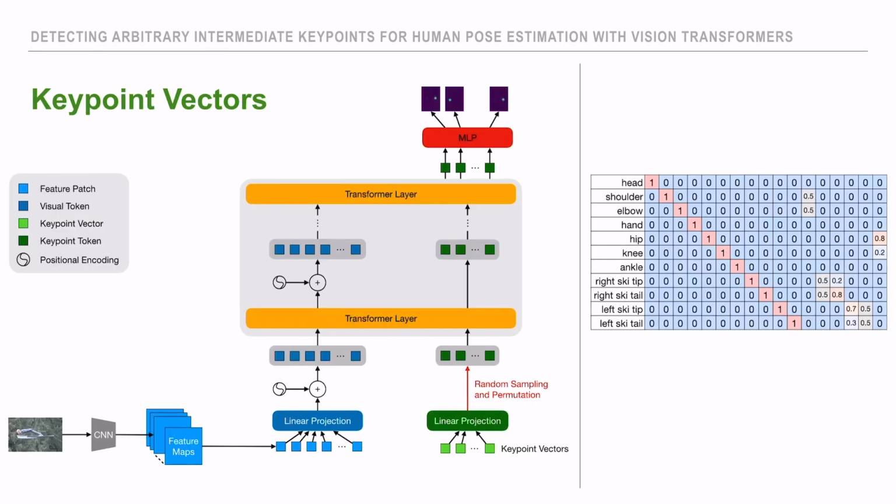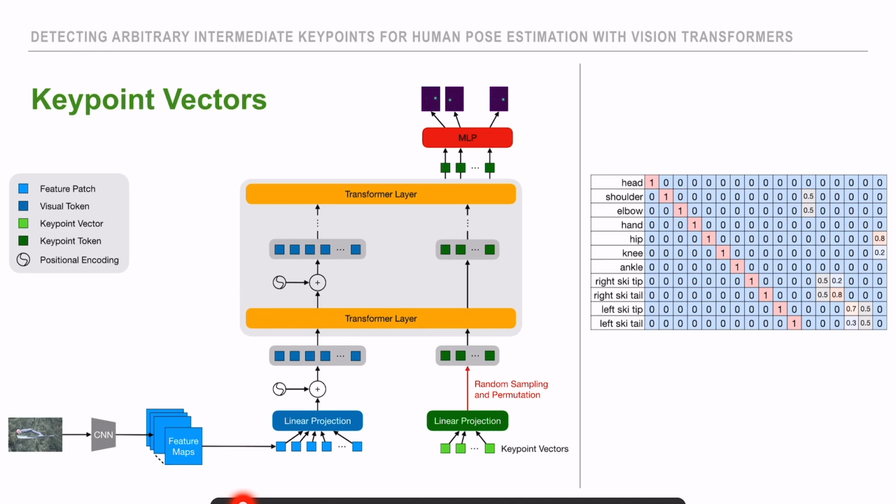A solution are keypoint vectors. Like feature patches, the designed keypoint vectors are embedded into keypoint tokens via a learned linear transformation. Some examples for keypoint tokens are shown on the right. Each column here shows a keypoint vector.